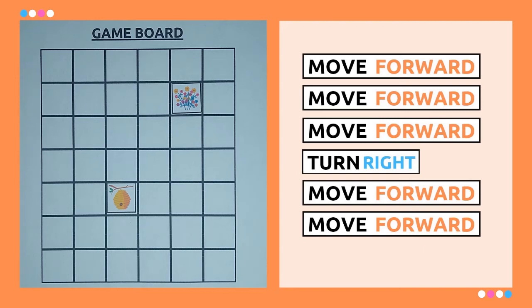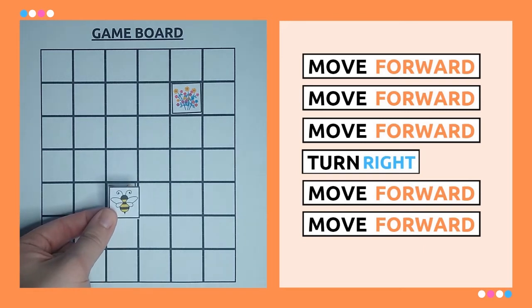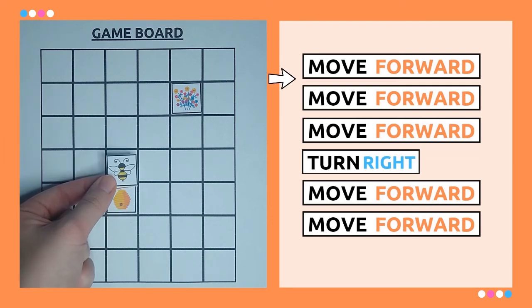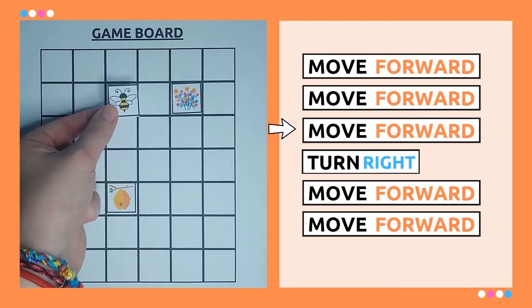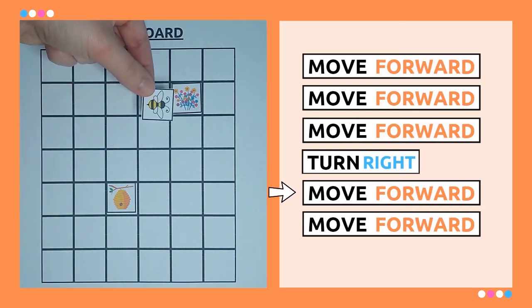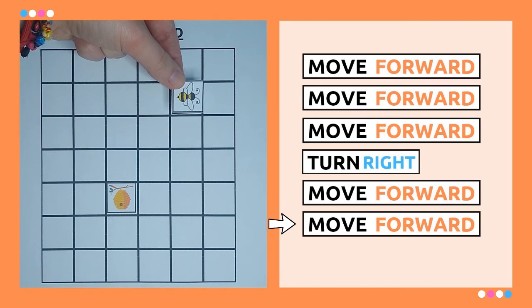So let's start our bee on the hive and now follow each of the steps that we've written. So my bee moves forward, moves forward, moves forward, turns right, moves forward, and moves forward. And great, we've ended up on the flower.